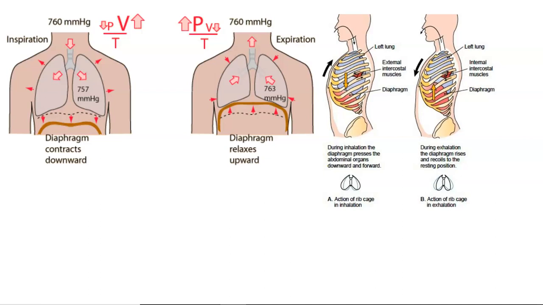The opposite happens when you exhale. Now the internal intercostal muscles contract, which moves the rib cage back down. The abdominal muscles contract, which pushes the diaphragm up into a dome shape. And that's going to decrease the volume.